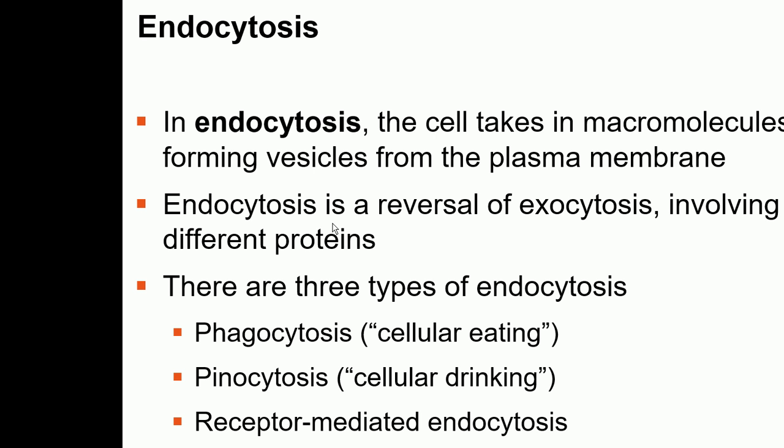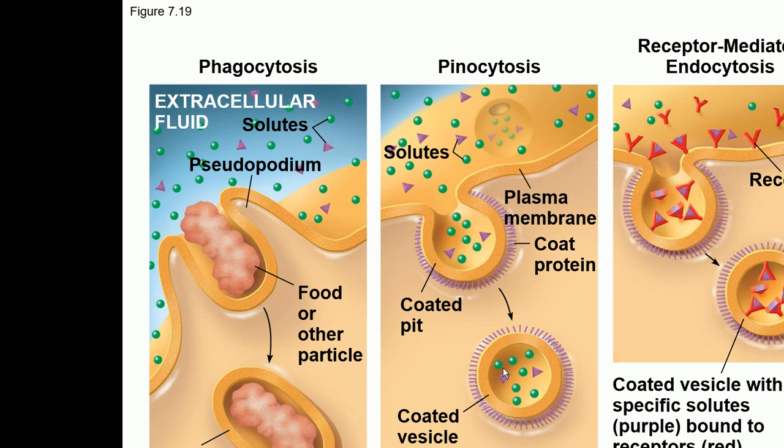If the cell is taking something which is solid in nature, it's called phagocytosis. It's called cellular eating. If the cell is taking something like a liquid, it's called pinocytosis. It's like a cellular drinking. And third one is receptor-mediated endocytosis.